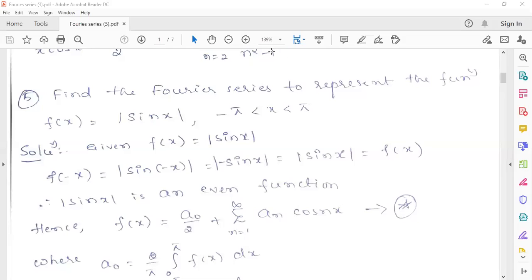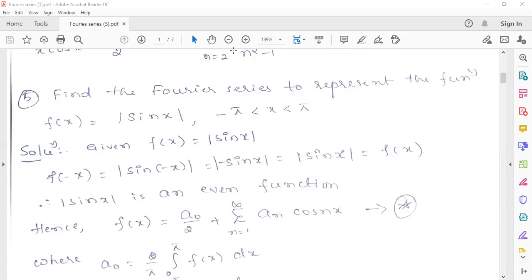So in the last class, we discussed how to expand a function in terms of Fourier series whenever it is an odd function and whenever it is an even function. When the function is even, the term Bn will be 0. No need to find Bn, you just have to find A0 and An when the function is even. If the function is odd, then no need to find the Fourier coefficients A0 and An, you just have to find Bn.